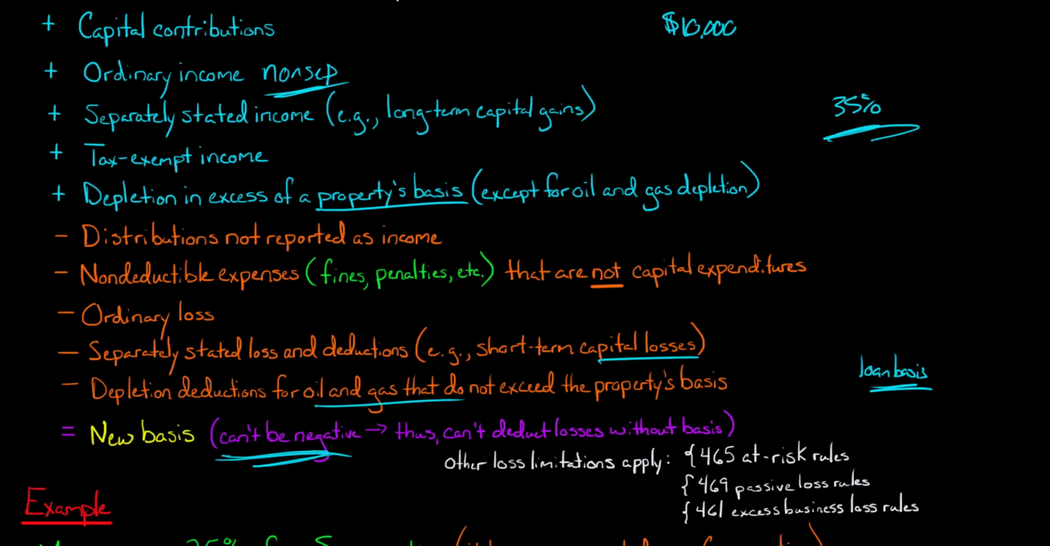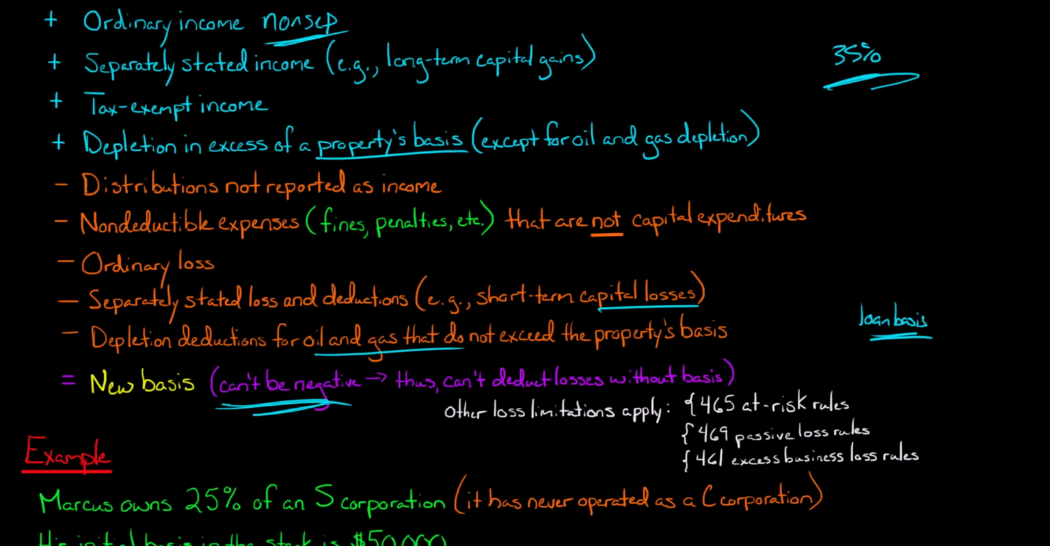But also, there are other limitations to think about in terms of deductibility of losses. Obviously, you need basis to be able to deduct a loss, but also the Section 465 at-risk rules, the passive loss rules under Section 469, and Section 461, the excess business loss rules. So we've got all those hurdles as well when we're thinking about the deductibility of losses.